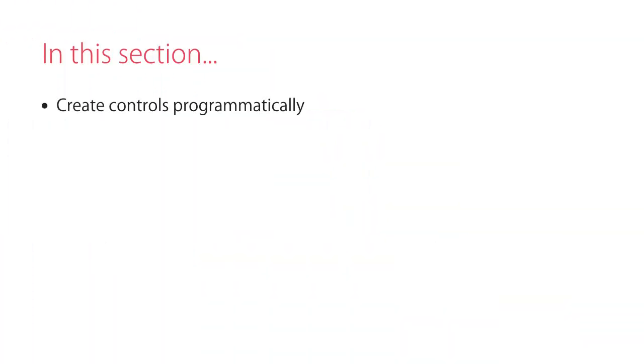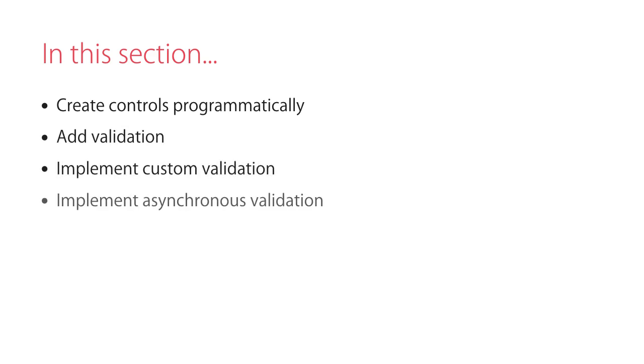So, by the end of this section, you'll be able to create control objects programmatically, add validation to your forms, implement custom validation, implement asynchronous validation that involves contacting the server. For example, when you want to validate a username for uniqueness, that's when you use asynchronous validation. So you contact the server and the server tells you if that username is unique or not.